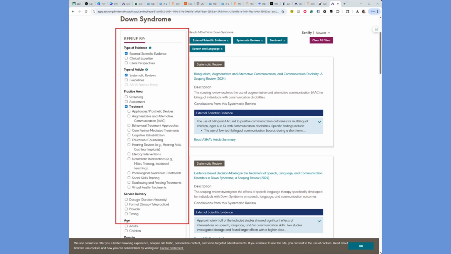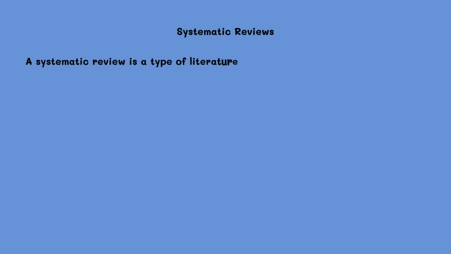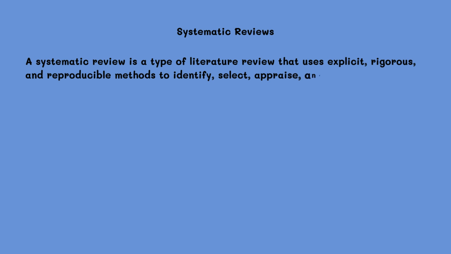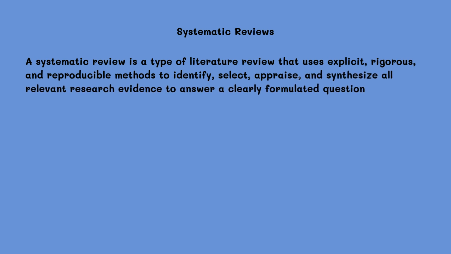But please remember the external scientific evidence are always going to be systematic reviews. A systematic review is a type of literature review that uses explicit, rigorous, and reproducible methods to identify, select, appraise and synthesize all relevant research evidence to answer a clearly formulated question. And while those are helpful for locating sources, they do not count towards your literature review. You need to go and find the original research articles that they reference in the systematic review.